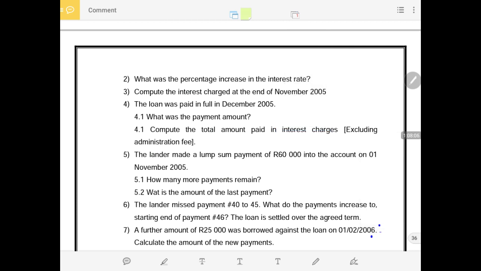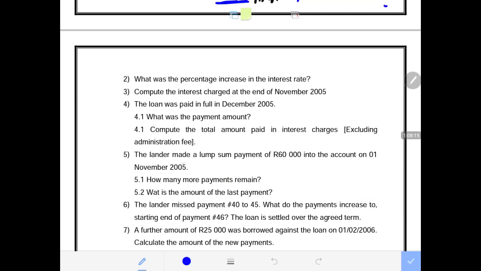Now we come to the next question. The next question says the lender made a lump sum payment of 60,000 rands into an account on the 1st of November. How many more payments remain? We need to calculate the number of payments that are still left. How many more payments are remaining in the account? Then, what is the amount of the last payment? There is an H that I incidentally forgot, a typing error. What is the amount of the last payment?